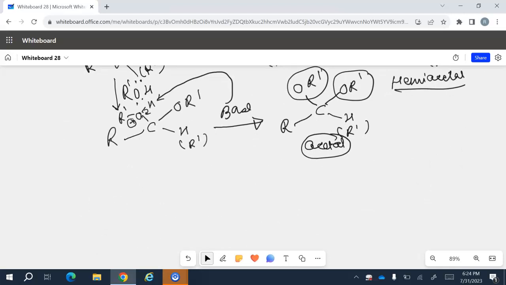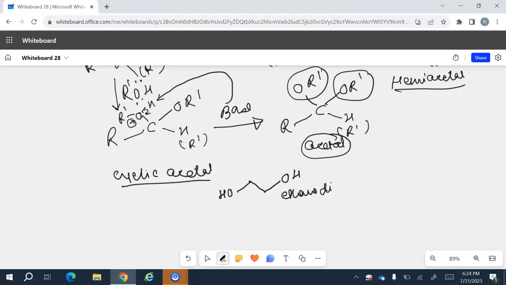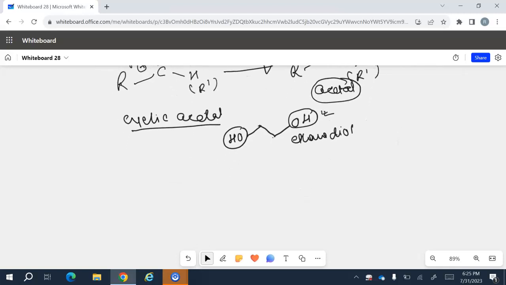A very, very important application here is that you can make what we call a cyclic acetal. We can create the cyclic acetal if we use two OH groups on the same molecule. So this is what we call ethane diol, two OH groups on two carbons, called ethane diol. So if we use this ethane diol as the two alcohol groups, then it will form what we call the cyclic acetal.